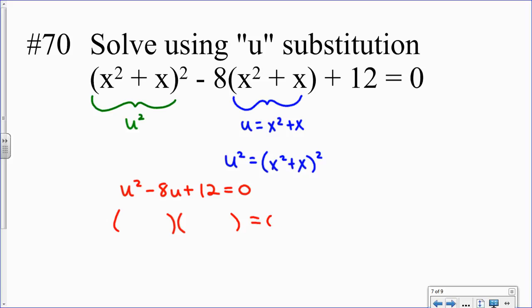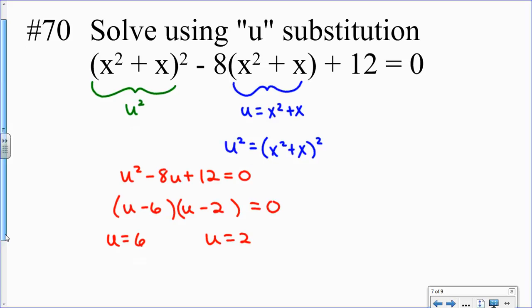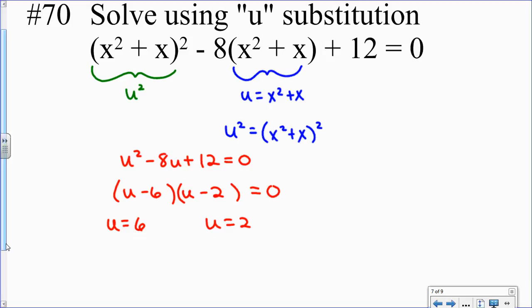Solve by factoring. Multiplies to be positive 12 and adds to be negative 8. Negative 6 and negative 2. So then u equals 6 and u equals 2. Okay, back substitute. So plug in then what you had set u equal to at the beginning.